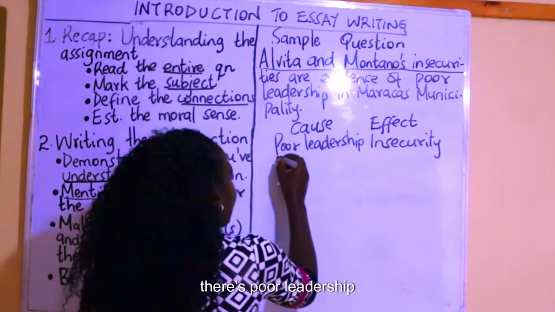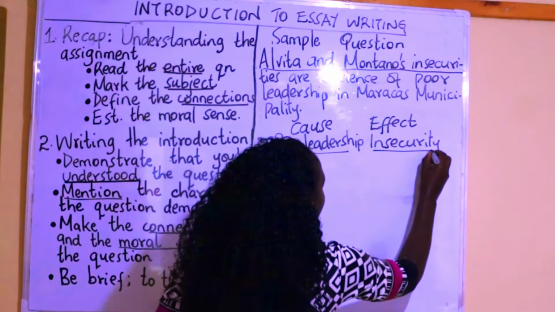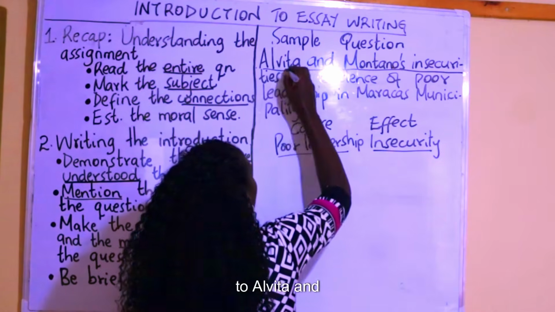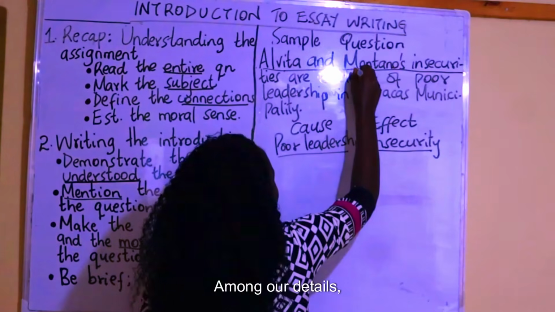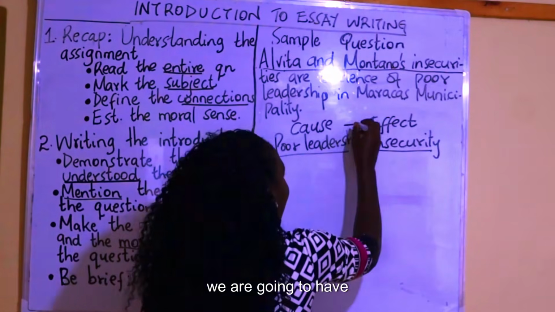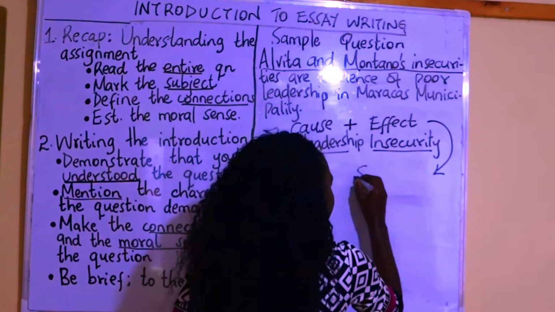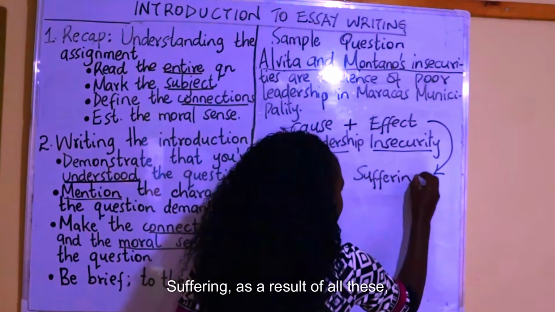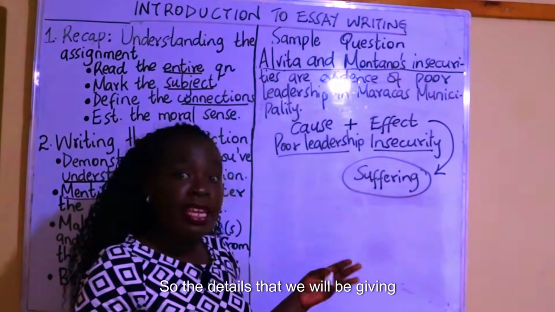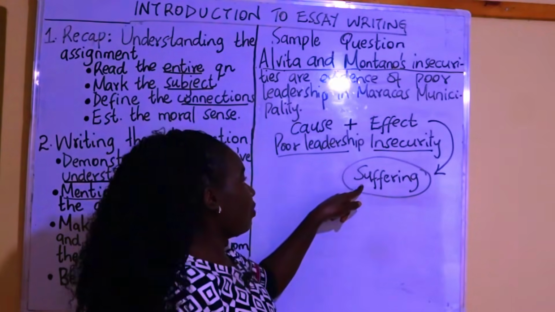So, there's poor leadership, which brings insecurity. But we are going to narrow that insecurity to Alvita and Montano. Among our details, we are going to have now the element of suffering. As a result of all these, we must bring in suffering. So the details that we will be giving must show that these two children suffer.